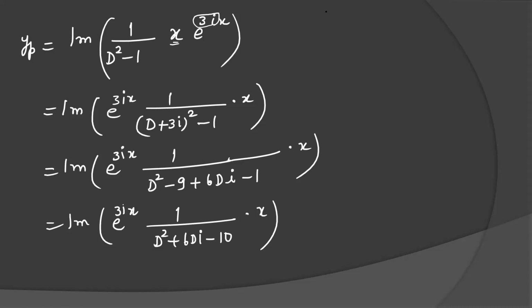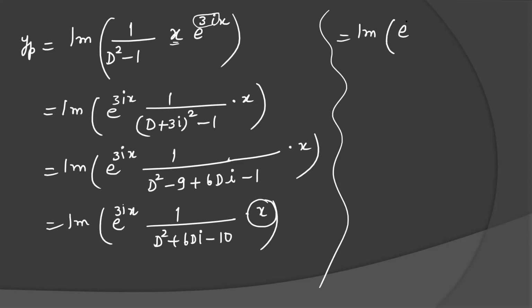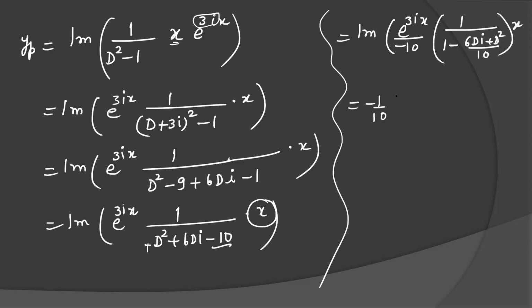Now, what is the trick? I told you, to tackle a polynomial, we make the constant term 1. So take minus 10 outside. If you take minus 10 outside, it will become 1 over 1 minus, because we have taken minus 10 outside, it will become 1, and in ascending powers, 6Di plus D square by 10. Because of the minus sign, plus will become minus, into x. So minus 1 by 10 we can take outside. Imaginary part e to the power 3ix.